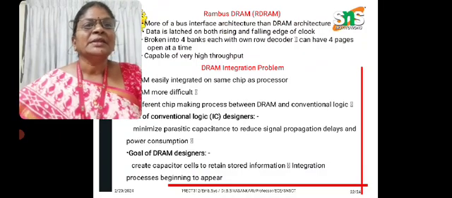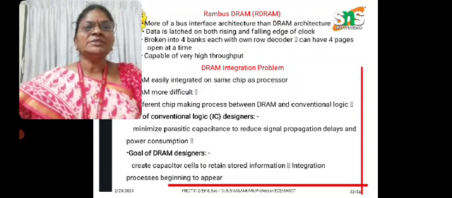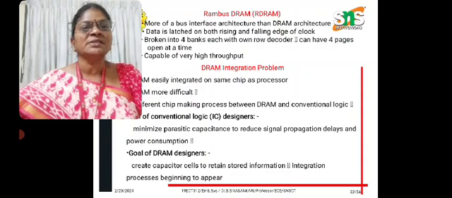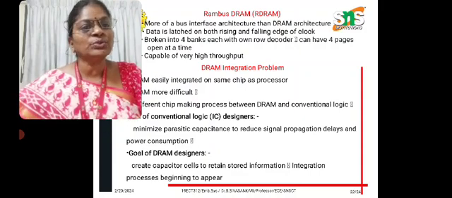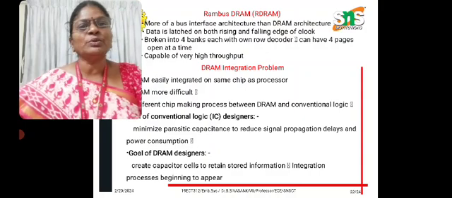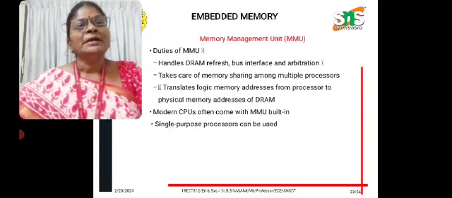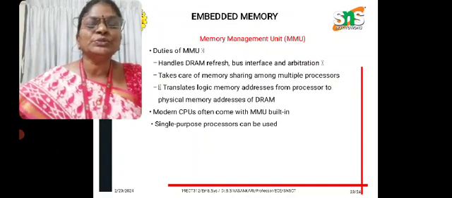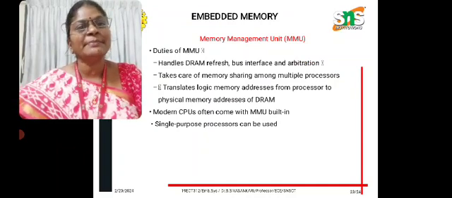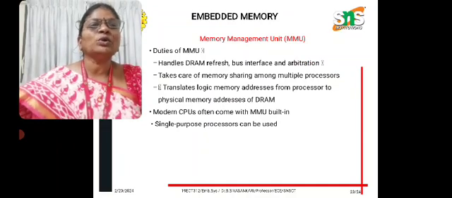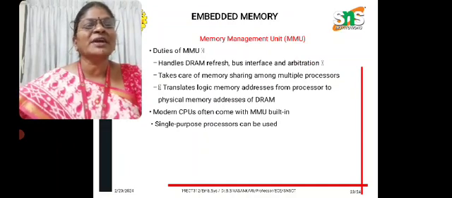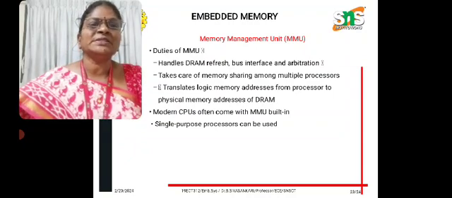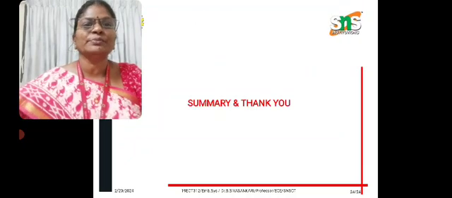And DRAM integration is a problem; it is not easily integrated on the same chip as the processor, and the goal of DRAM designers is to create capacitor cells that retain stored information, and the integration process is beginning to appear. Next, the last one is the memory management unit, MMU. The duties of the MMU are that it handles DRAM refresh, bus interface and arbitration, and takes care of memory sharing among multiple processors. Modern CPUs often come with an MMU built in, and single purpose processors can also be used.